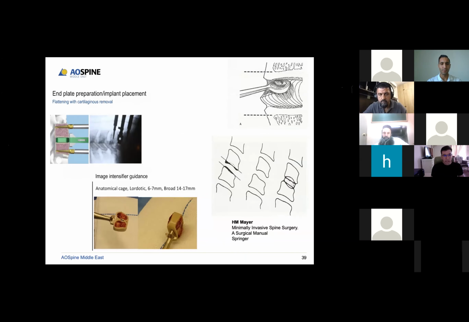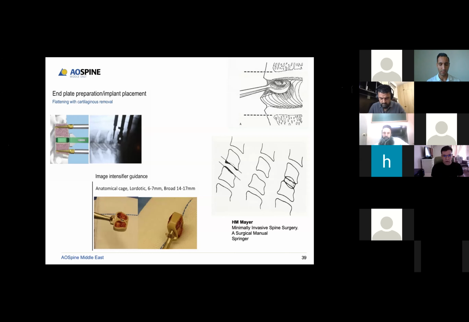Then endplate preparation and implant placement. These are very important and vital steps in both ACDF and in arthroplasty, but they should be more meticulous in arthroplasty. While in ACDF, what I do is remove the cartilage. I try to get punctate endplates. Then I can use the anatomical lordotic cage, as wide as possible to get more surface for fusion.